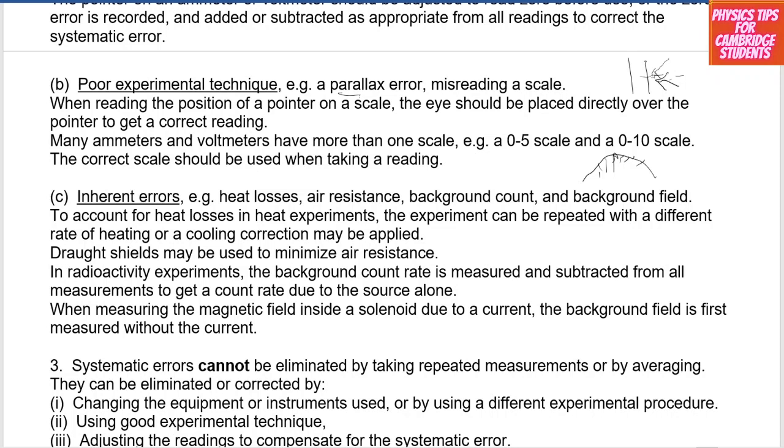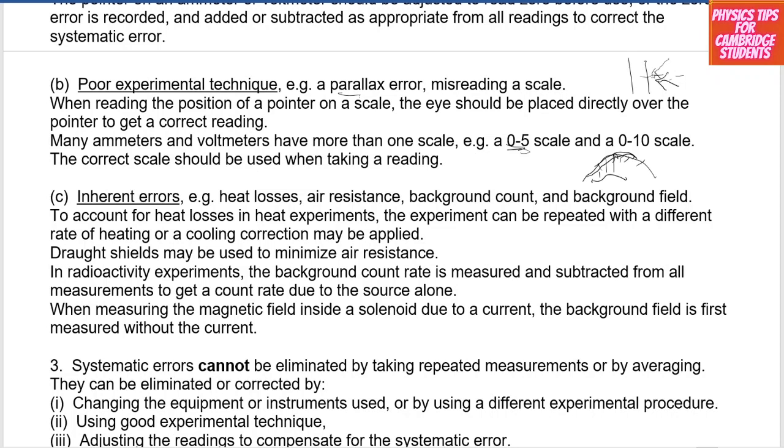Many ammeters and voltmeters have more than one scale, e.g. the 0 to 5 and then 0 to 10. The 0 to 5 may be inside, and then we've got the 0 to 10 on the outside. Now if you use the wrong scale, say you are reading 6 volts and then you read it as 1 volt because 1 volt corresponds to 6 volts times, then you tend to have a systematic error. So you're using the wrong scale altogether on the same instrument, so that results in a systematic error.